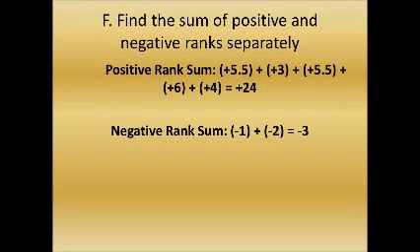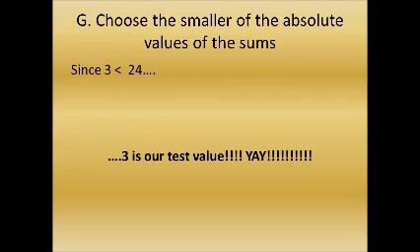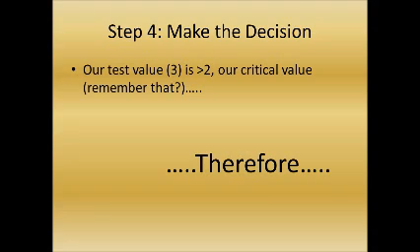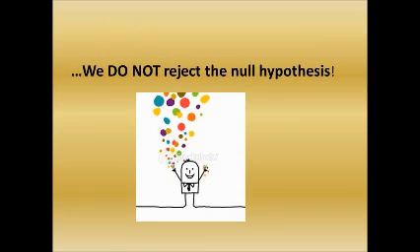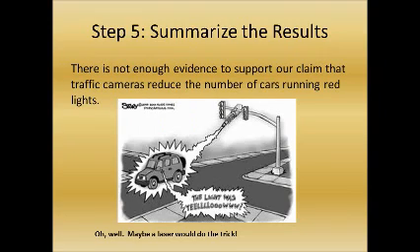For the positive rank sum, we see that it's 24. For the negative rank sum, we find that it's a negative 3. But then we choose the smaller of the absolute values of the sums. Since 3 is less than 24, 3 becomes our test value. Then we make our decision. Our test value 3 is greater than 2, our critical value, so we do not reject the null hypothesis. So to summarize, there is not enough evidence to support the claim that traffic cameras reduce the number of cars running red lights.